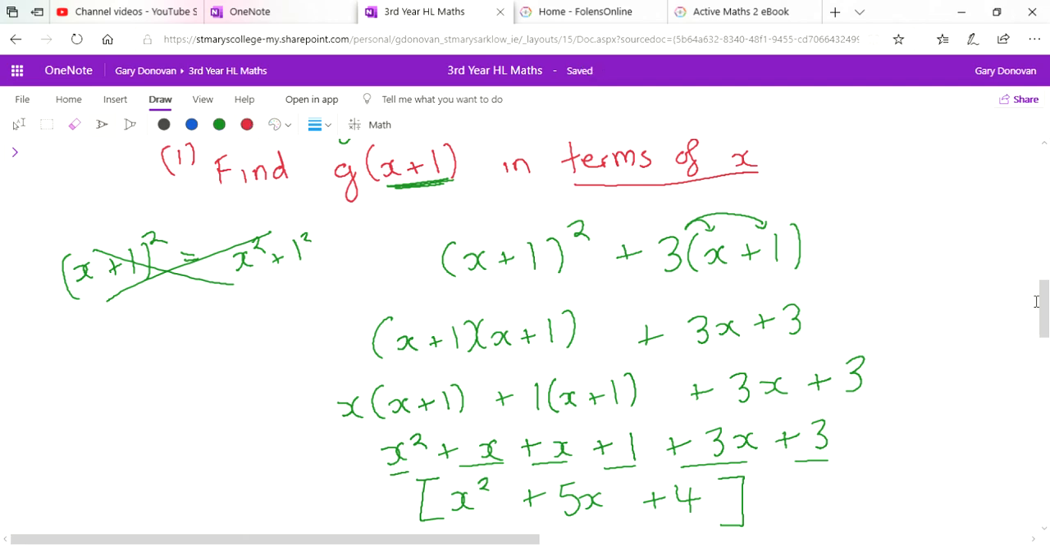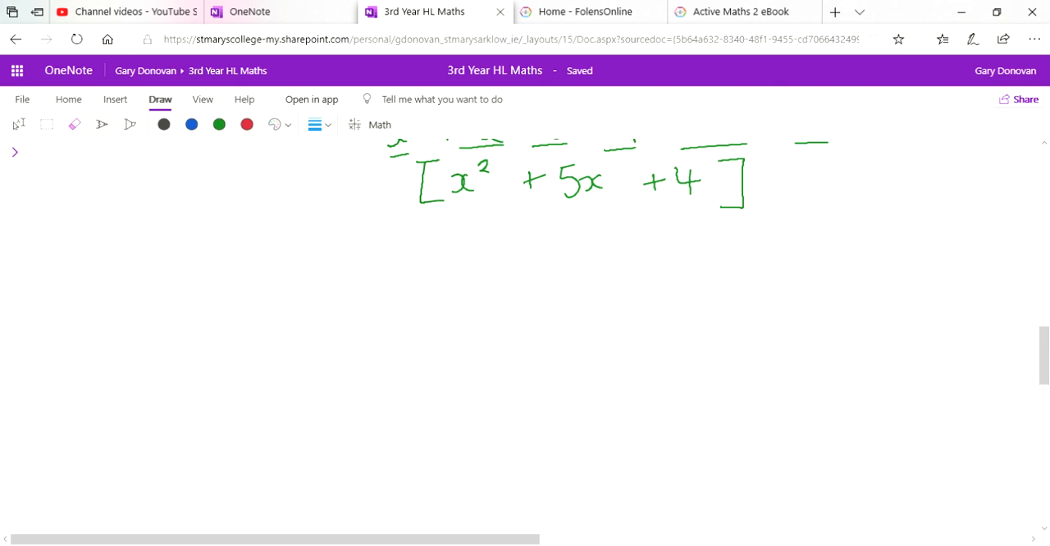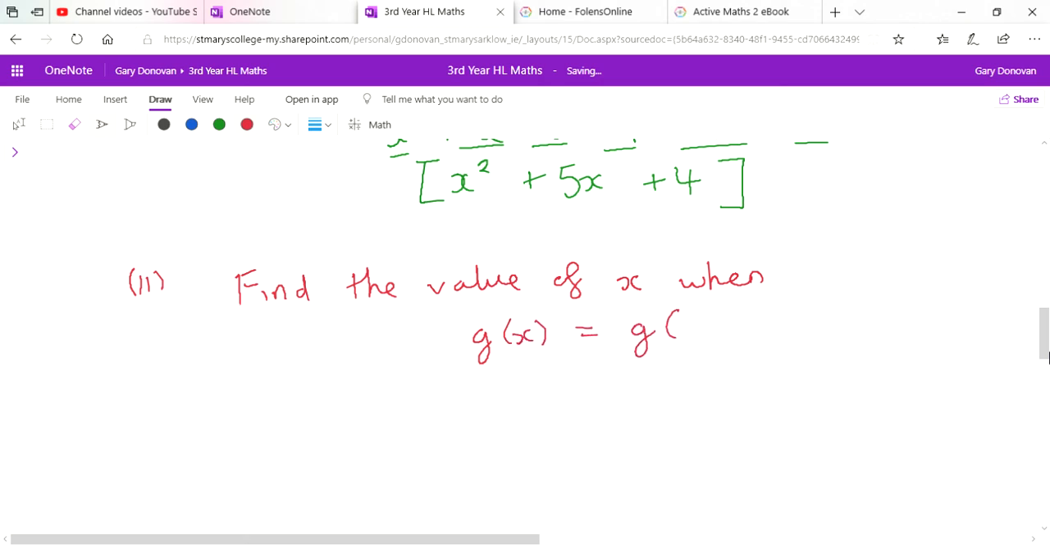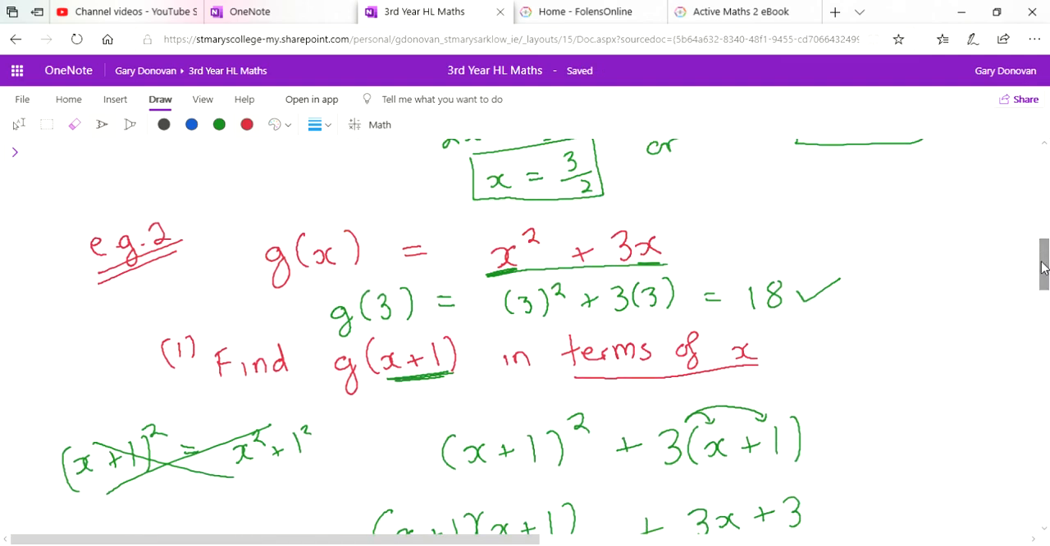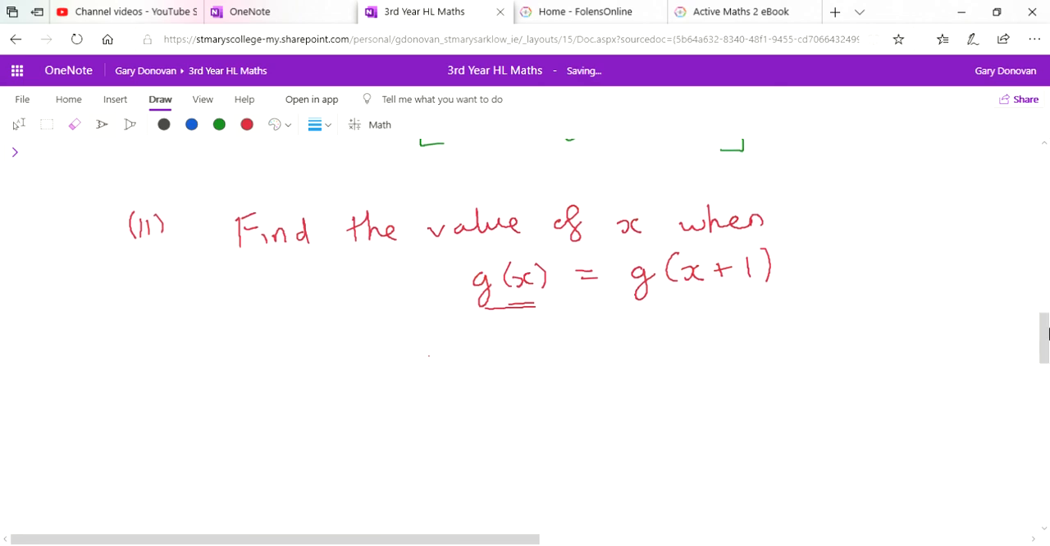The last example then, going on from this, let's say they said to you for part 2 of this question, find the value of x when g of x equals g of x plus 1. Again, it's the way this is written that confuses people, but what was g of x again? Well, if we go back, g of x was just a function, it's a rule, and the rule was it's x squared plus 3x. So I can replace that g of x with, well, x squared plus 3x.